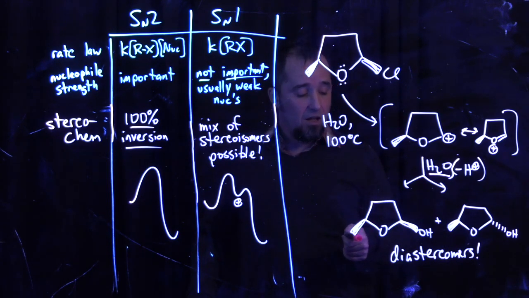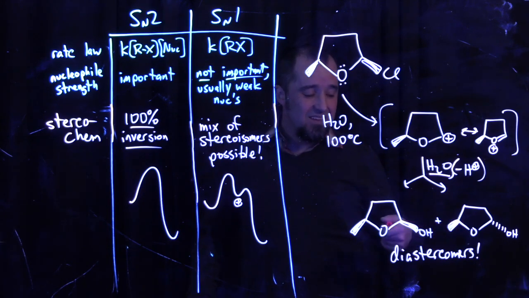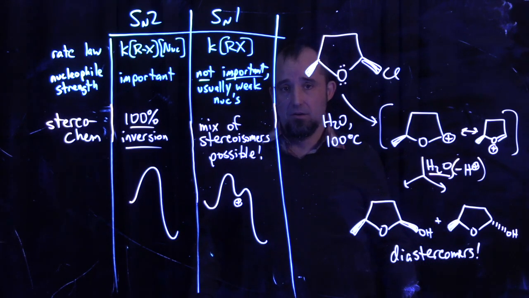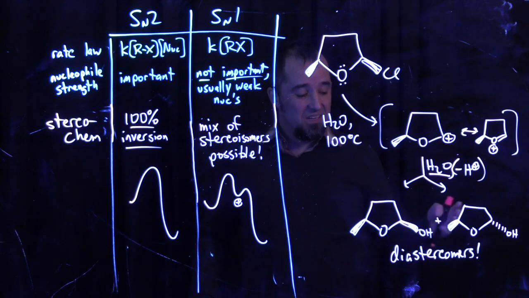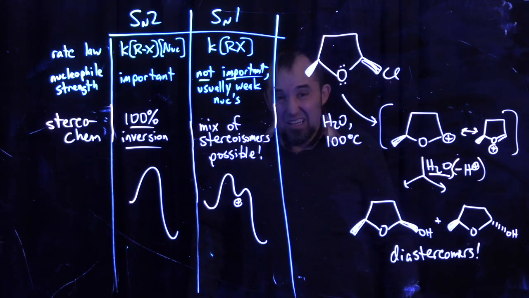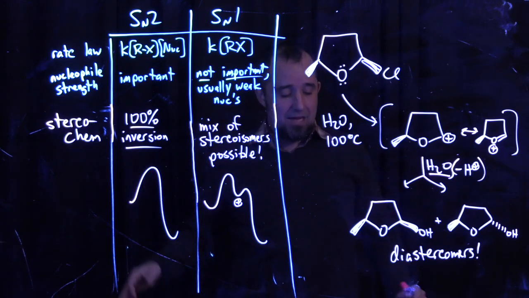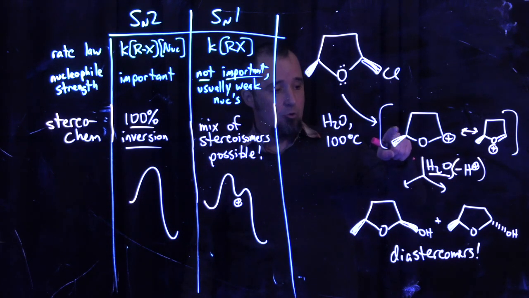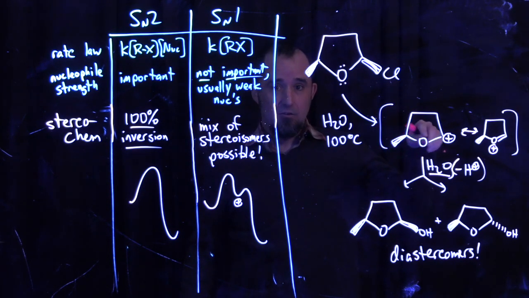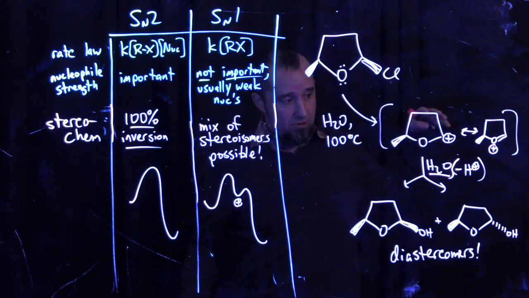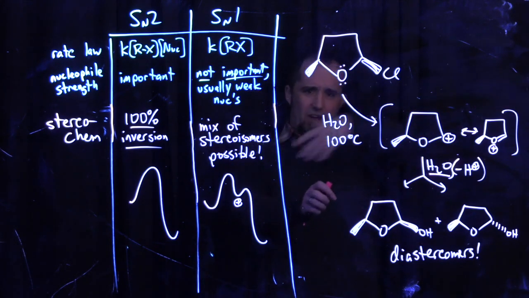But because my other stereocenter didn't change, I wouldn't say these are enantiomers. They're not mirror images. I changed one stereocenter but not both. So these are diastereomers of each other. Am I guaranteed to get a 50-50 mixture? Not really. You could imagine, and I haven't seen the experiment, but you could imagine that maybe this methyl group blocks attack from its side. So water comes in and that methyl group is like, go away.